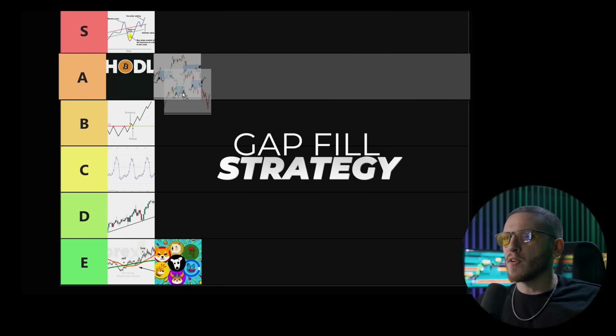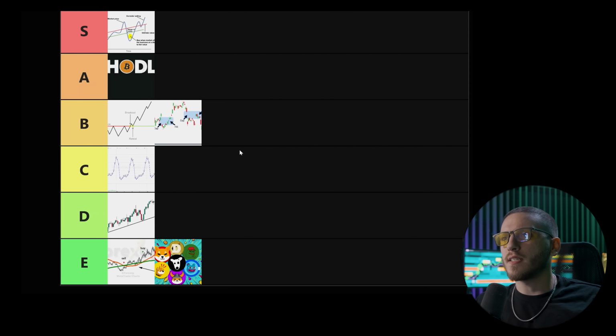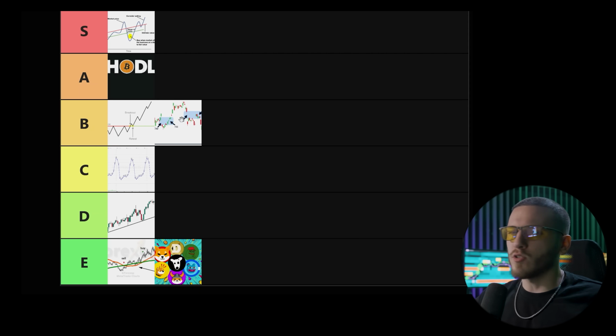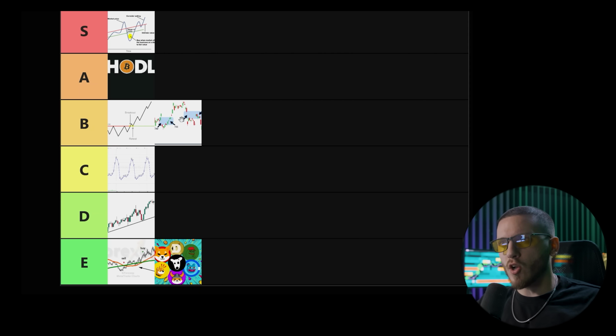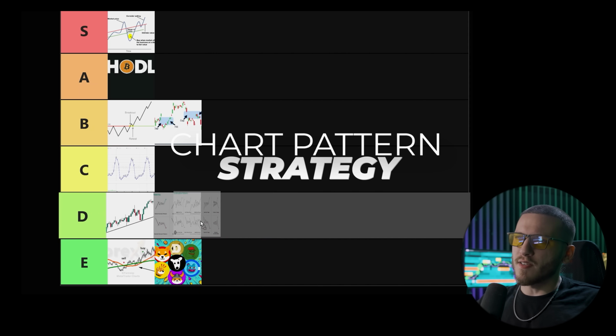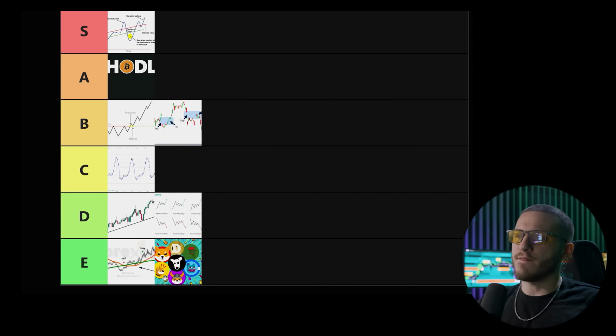We have a gap fill strategy, and that's a very solid B. It depends on how you trade them, but for example, in indices, they have a great edge. 60 to 70% of the time, gaps are closed. And there are many strategies and models that you can develop with this. This is an edge that has been proven to exist in multiple academic studies, so it's a very solid B.